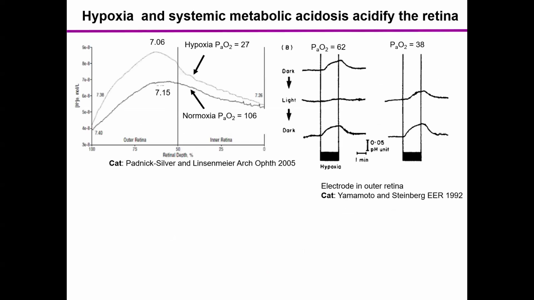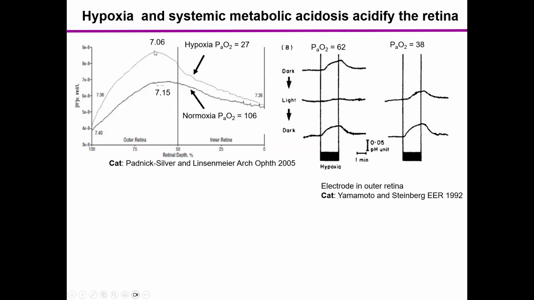So before I show you that, let me just take you through what hypoxia does. Hypoxia is well known to increase glycolytic metabolism in the retina, and it changes pH as well in the expected direction. So these are cat profiles under normal conditions and then during fairly severe hypoxia.